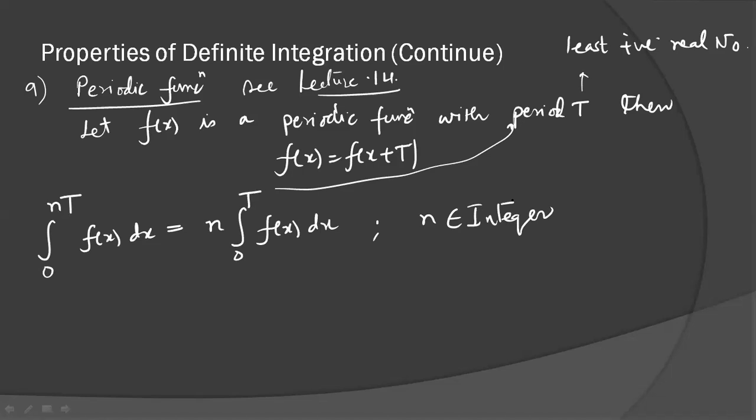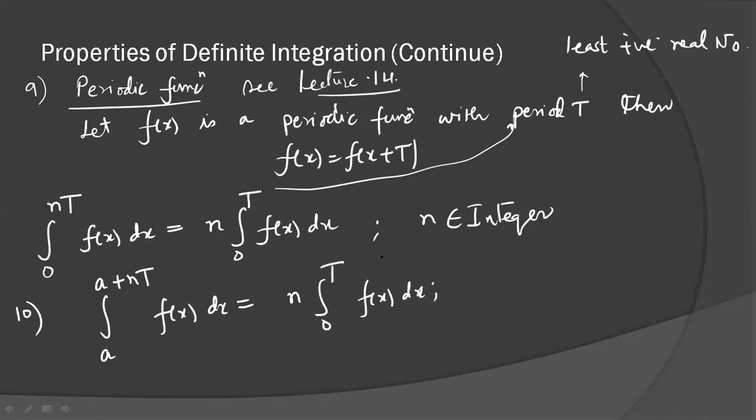And we have two more results based on this. Property 10: if your lower limit is a and upper limit is a + nT, the integral of f(x) dx can be written as n times the integral from 0 to T of f(x) dx. Remember here, n is an integer and a is cancelled out.